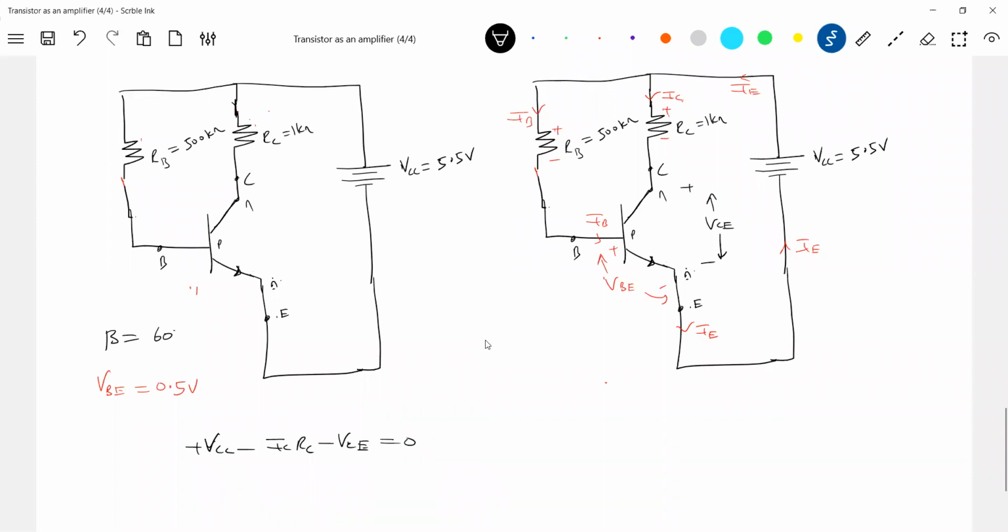Okay, let me write another loop equation. Plus VCC minus IBRB minus VBE equal to 0. There's a loop, this one here. Plus VCC minus IBRB minus VB equal to 0. What all do we know? We know VCC is 5.5. You can see, no? IB, RB is how much? 500 into 10 to the power of 3. This is 0.5. So what is the value of IB? I think it will be 10 microampere.